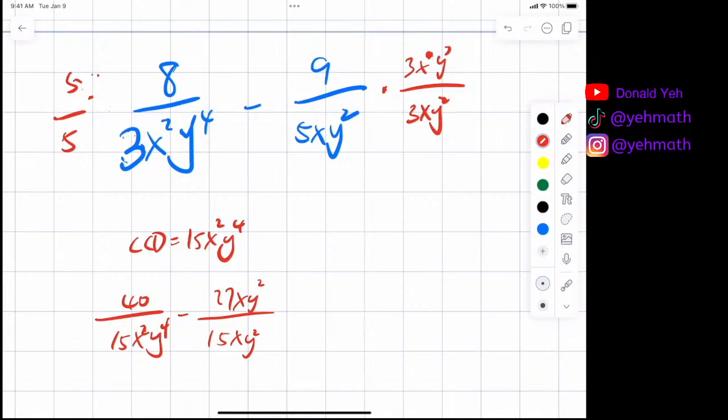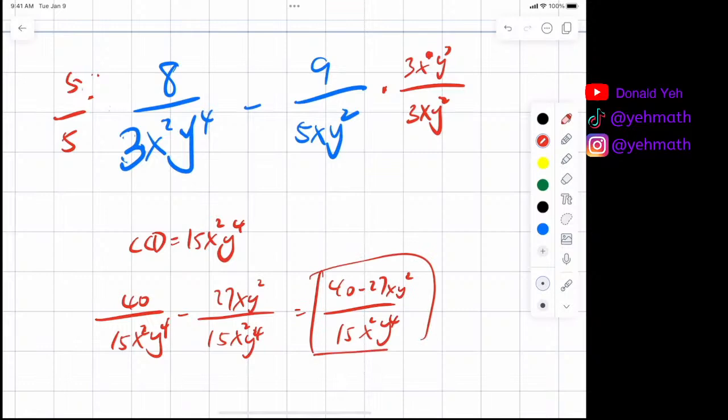15 x squared, y to the 4. Okay, is that okay? Y to the 4. You're right. So it's equal to 15x squared y to the 4th. 40 minus 27xy squared, and that's the final answer.